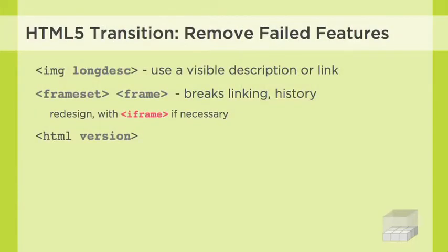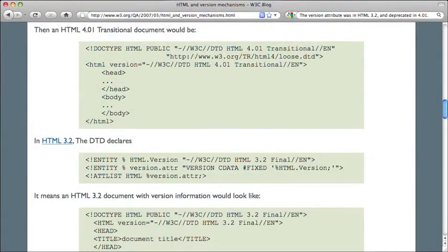Here's another attribute you probably didn't even know existed, the version attribute on the HTML element. What does it do? Almost no one knows because browsers never actually did anything with it. So if you happen to use that in your code, just get rid of it. It wasn't doing anything anyway.